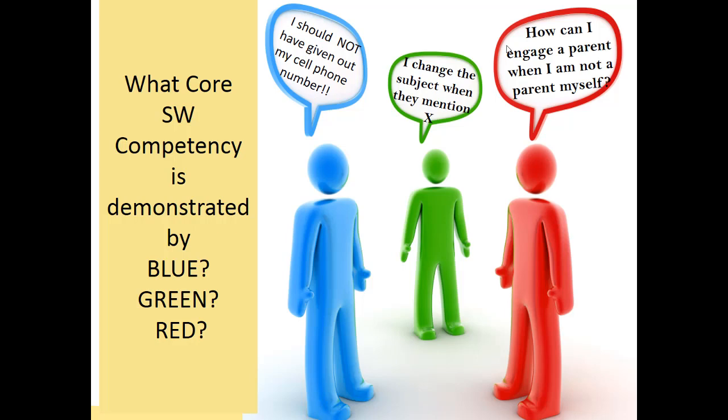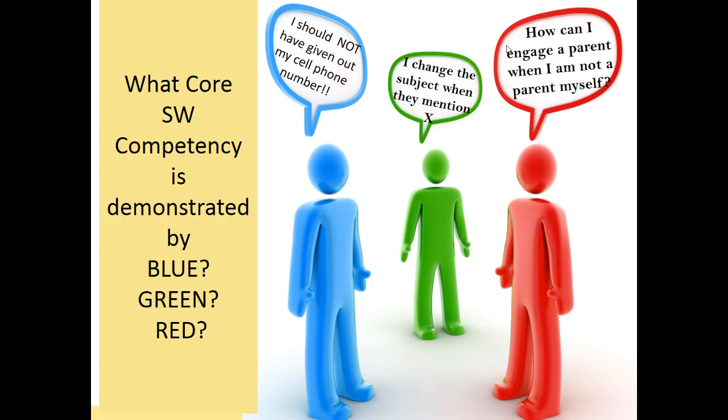Taking a look at green, "I change the subject when they mention X." This is a use of self-reflection, which comes under Competency 1 for ethics. Green's ability to recognize green's impact on the therapeutic process is a very important and critical step. It's also a reflection of Competency 9, where you're evaluating your practice. When you're recognizing that you're changing the subject, which is effectively changing the course of treatment for your client, you're reflecting on the treatment you're providing to the client, and in doing so, evaluating your practice.